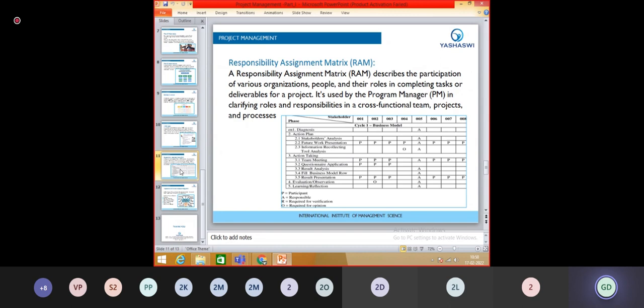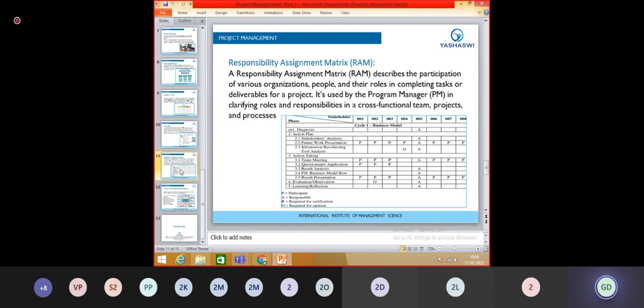processes. These are nothing but responsibility assigned matrices which are created by any of the project managers who are allocating the responsibility with the considerations of processes, knowledge, technology, technical skills. It is nothing but a responsibility assignment matrix, as its name indicates.